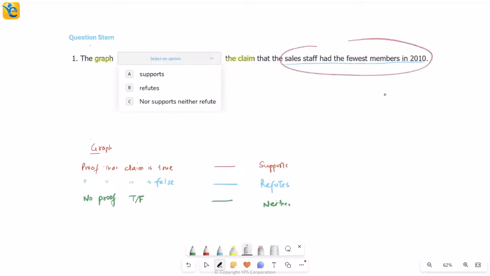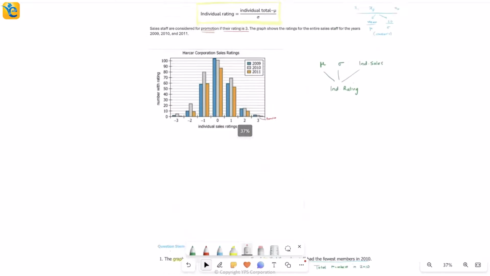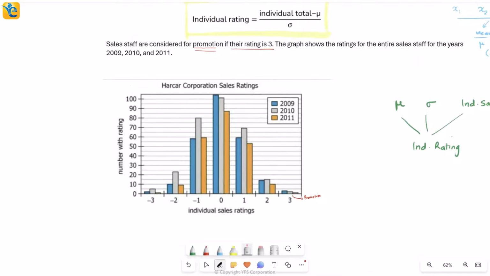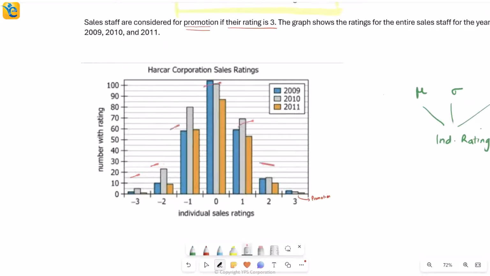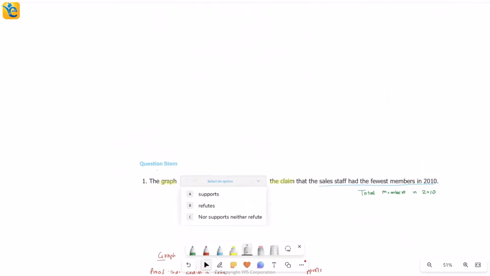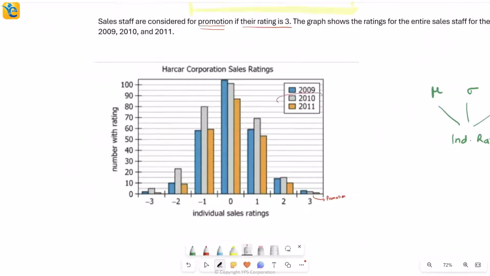So now, I'll read what the claim is, then I'll go and look for this proof that we talked about. The claim is that sales staff had the fewest members in 2010. So we are really talking about the total members in a certain year. You know that every single year has a different color on the graph. I'm talking about total members, not those who have a specific rating, all of them. But that's easy to see from here. If I know the total number of members for every single rating by looking at the heights, I can get the total also, right? In this case, I don't want the total number. I want to see if it is the fewest in 2010. That means I want to see if these gray bars, when I add them together, are they the least total compared to the others?